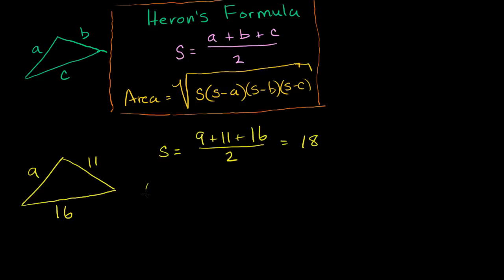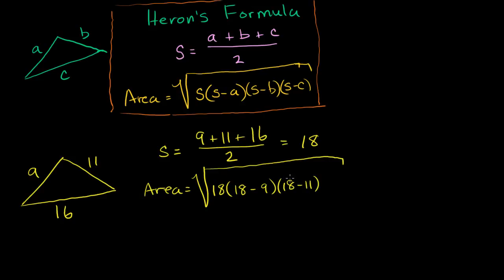And then the area by Heron's formula is going to be equal to the square root of s, 18, times s minus A, 18 minus 9, times 18 minus 11, times 18 minus 16. And then this is equal to the square root of 18 times 9 times 7 times 2, which is equal to, let's see, 2 times 18 is 36. So I'll just rearrange it a bit.